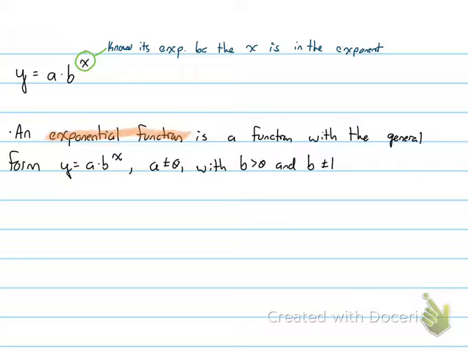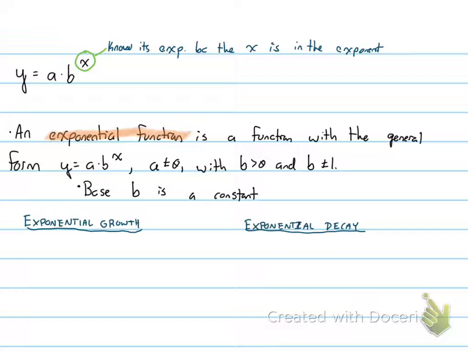Formally, an exponential function is a function with the general form y equals a times b to the x power. A cannot be 0, b has to be greater than 0 and not equal to 1. Base b is a constant, or we call b our base here, and that's always going to be a constant number. The two different types of exponential models you could have are exponential growth and exponential decay.